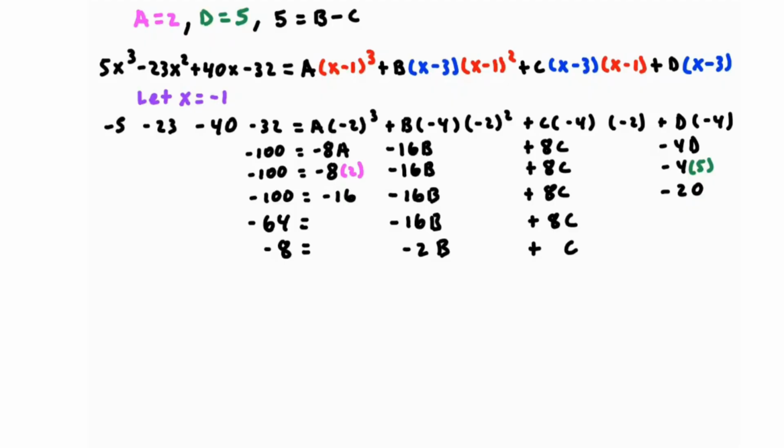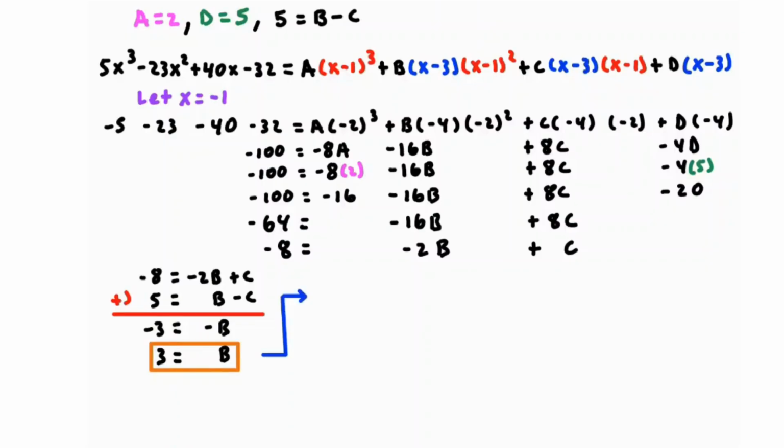So here we're left with b and c. But then we recalled earlier that we found that 5 was equal to b minus c. So we put them both together. We'll have negative 8 equals negative 2b plus c, and 5 equals b minus c. We have a system of 2 equations with 2 unknowns. Since we have a positive c and a negative c, we can just add vertically and it will eliminate the c's. So we'll do that. We'll add vertically, and we get negative 3 equals negative b, or b is 3. Then we'll substitute into the second equation, 5 equals b minus c, where b is 3. Solve this, we get 2 equals negative c, or c is negative 2.